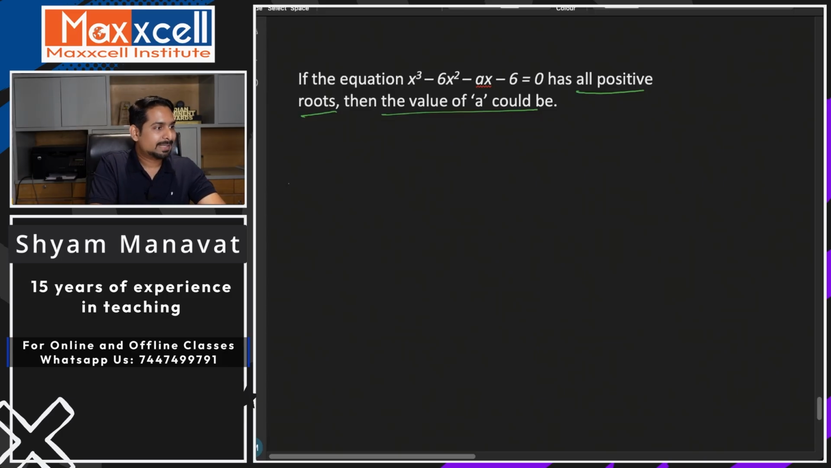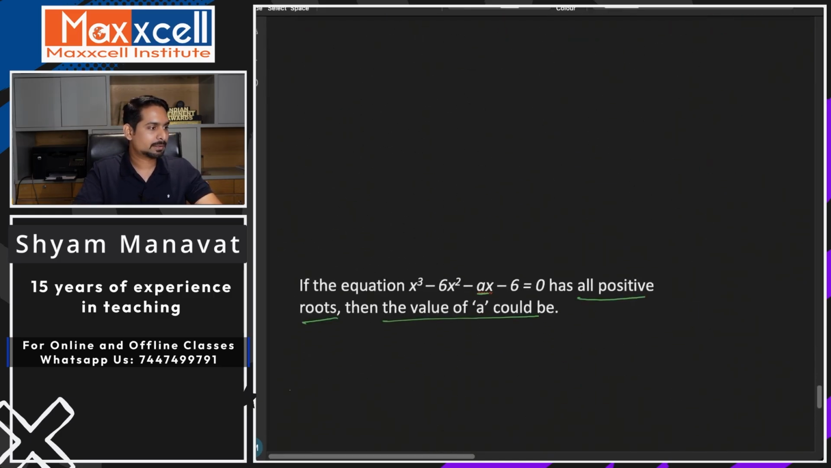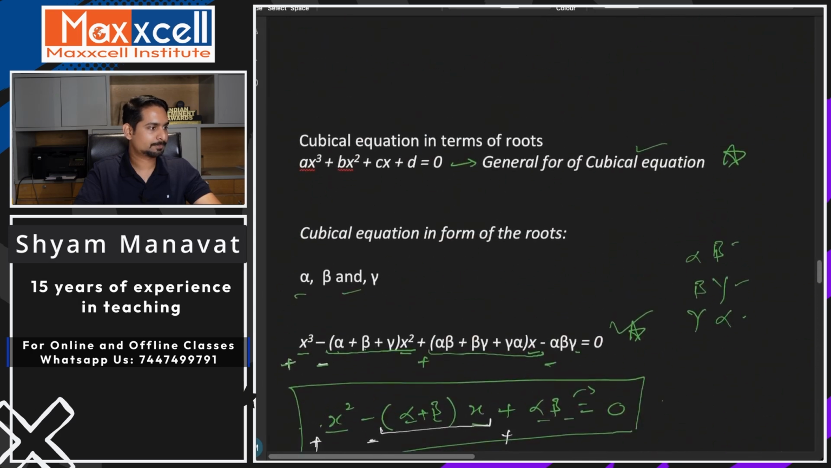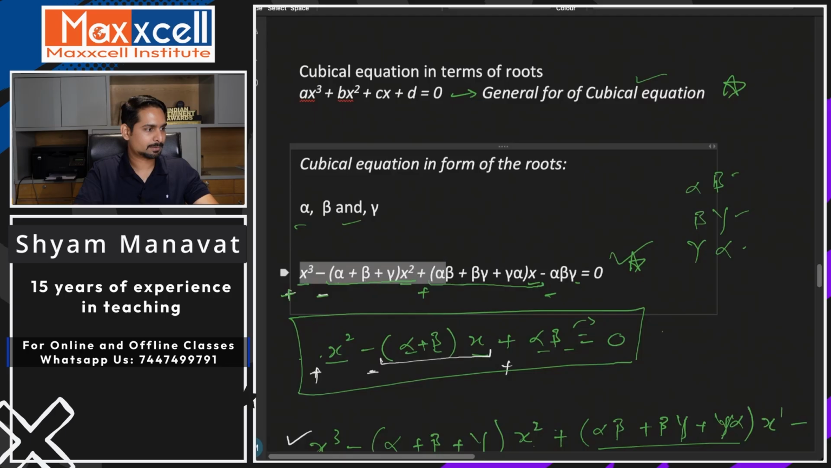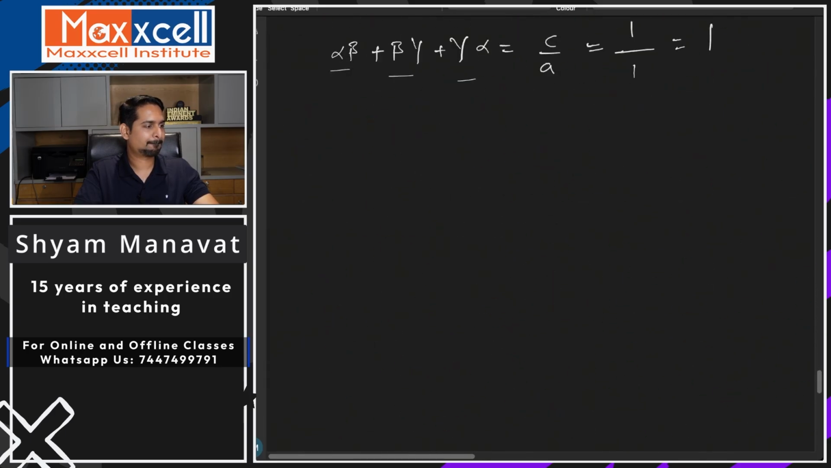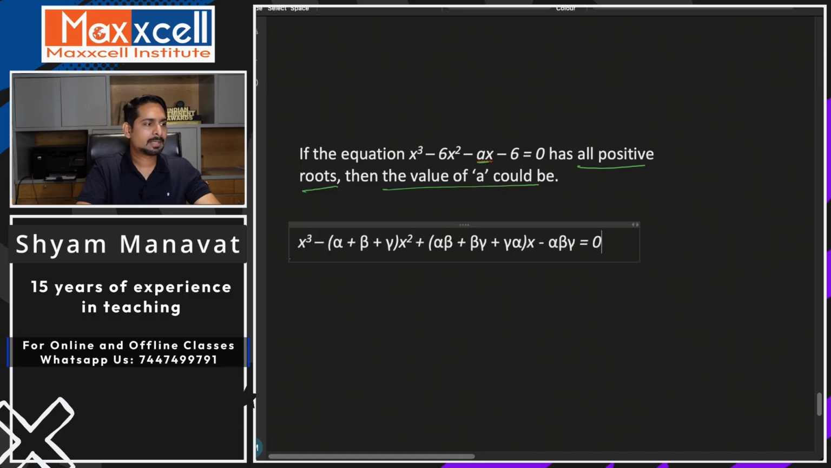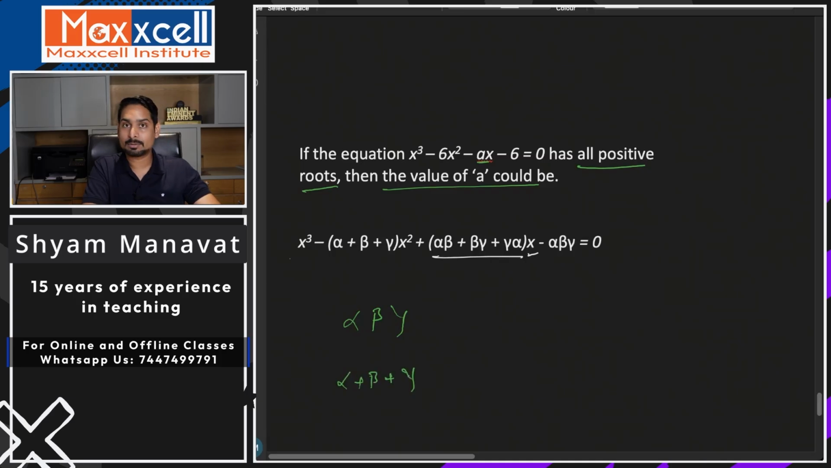Now a here is the coefficient of x. Let me help you here with the cubical equation in form of roots, this one. The a is the coefficient of x, right? And the question said all the roots are positive. Why are they saying all positive roots? It means alpha into beta into gamma is supposed to be a positive value. And alpha plus beta plus gamma should also get you a positive value.